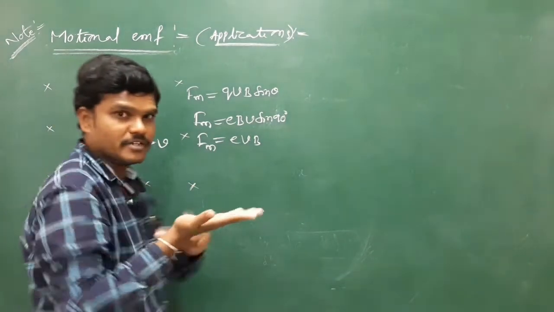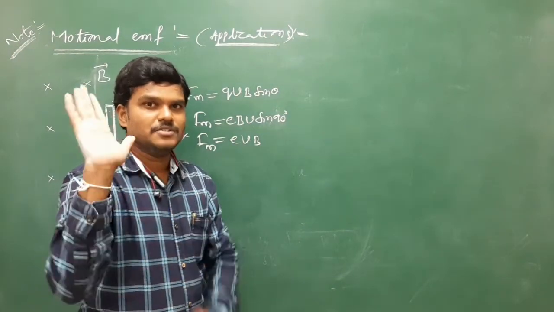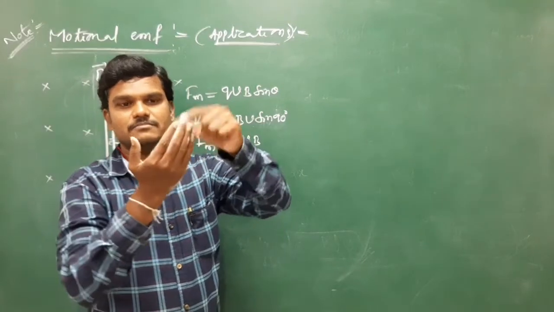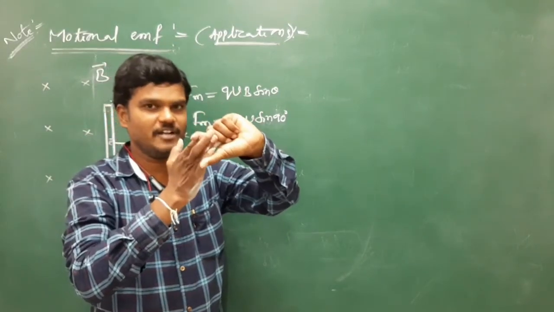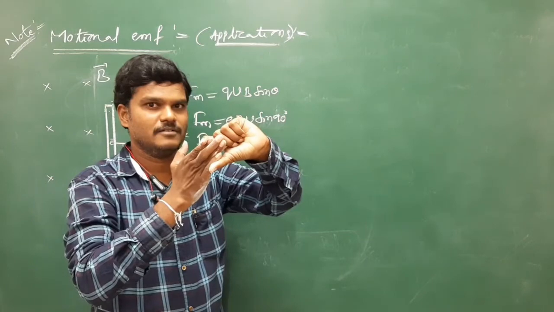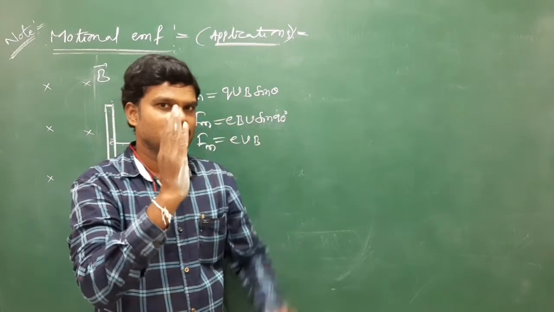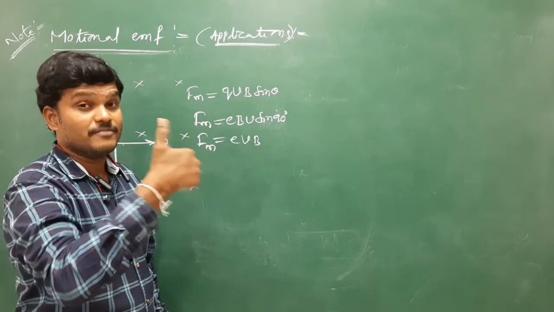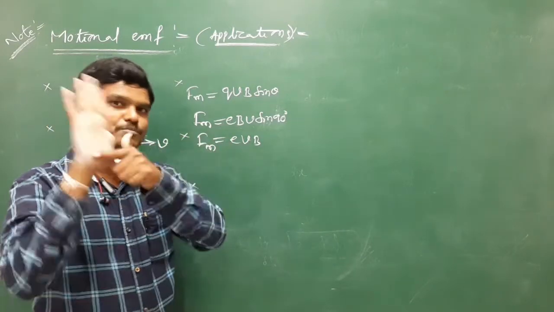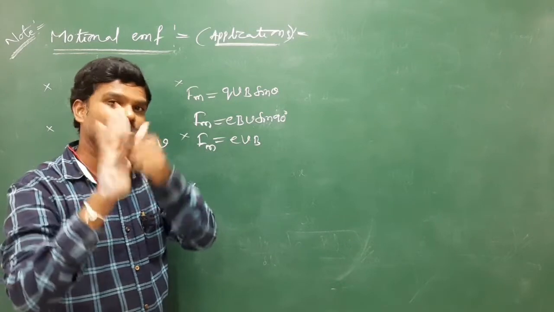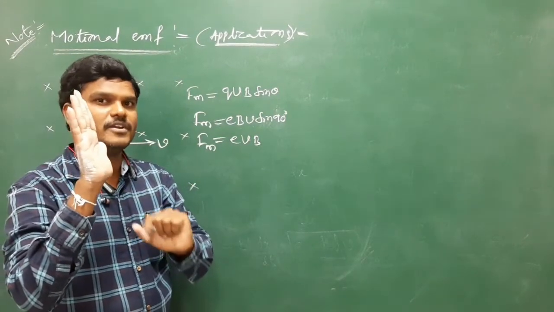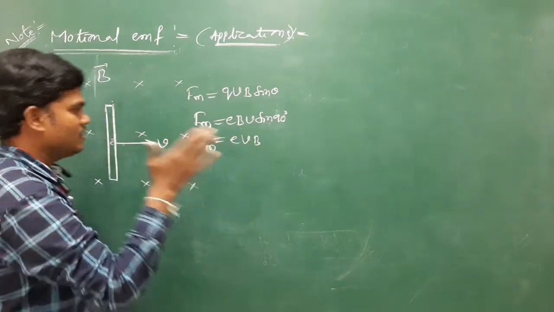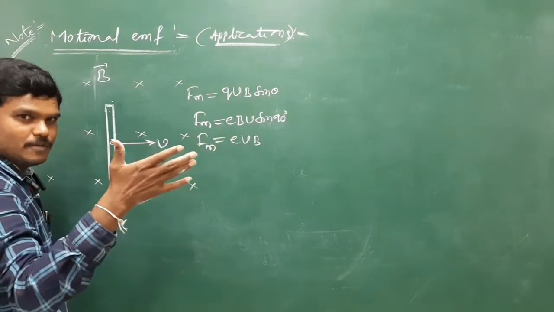Again I am recalling the right hand palm rule. Open the right hand. All these fingers will show the direction of the magnetic field. Note it down. This thumb is the motion of the conductor, and this palm shows the force acting on that charge. If it is a positive charge, same. If it is a negative charge, opposite. So use the right hand palm rule.